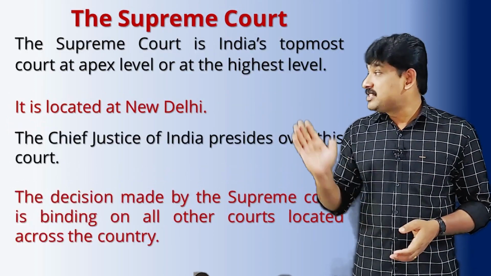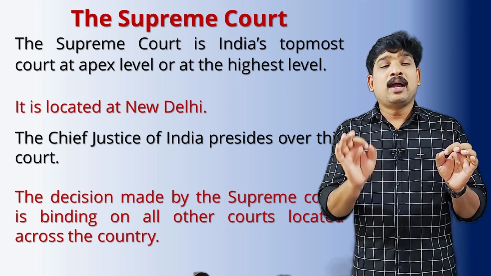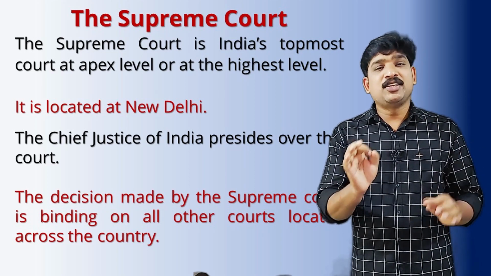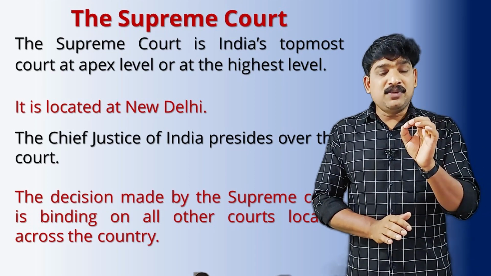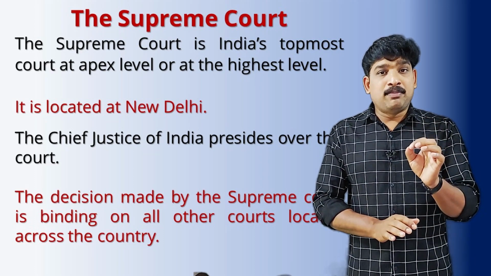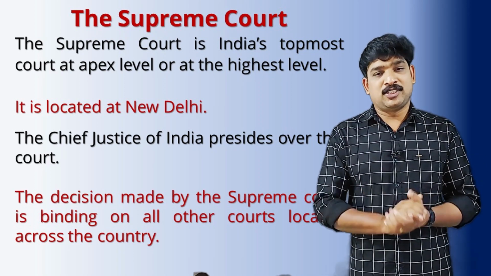And the third level is the Supreme Court. The Supreme Court is India's topmost court at apex level or the highest level. It is located at New Delhi. The Chief Justice of India presides over this court. The decision made by the Supreme Court is binding on all other courts located across the country.